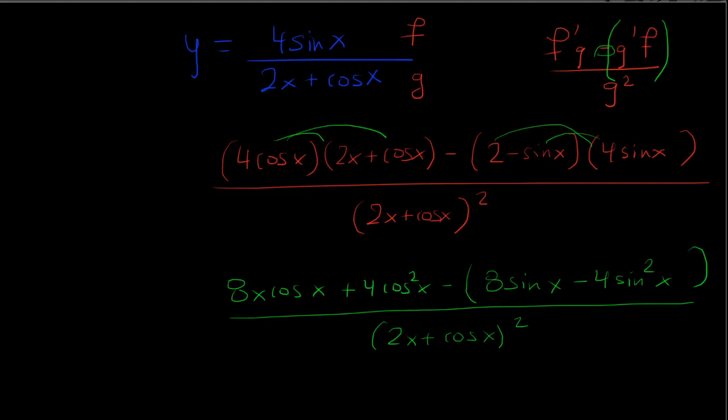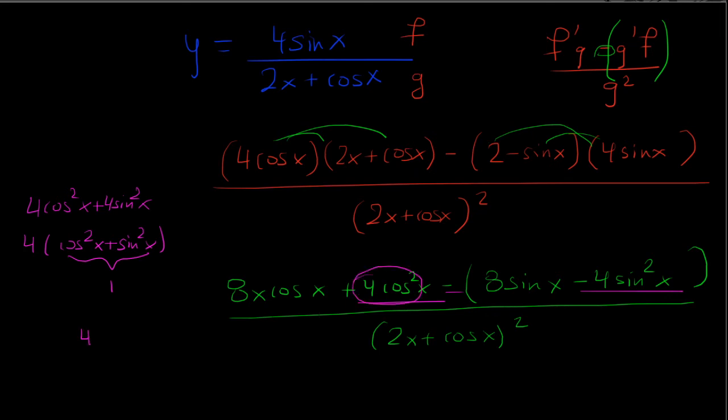Okay. Let's see what simplifies. I have 4 cosine squared minus negative 4 sine squared. So that's the same thing as 4 cosine squared plus 4 sine squared, which I can factor out the 4. I get cosine squared plus sine squared. This we know from trig is 1, so 4 times 1 is 4. So that's going to be replaced with 4.